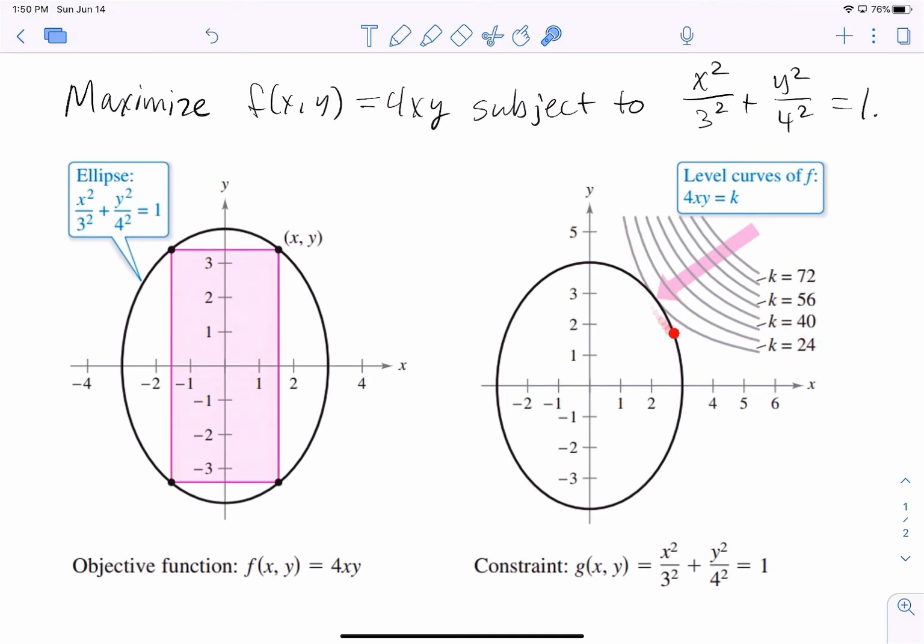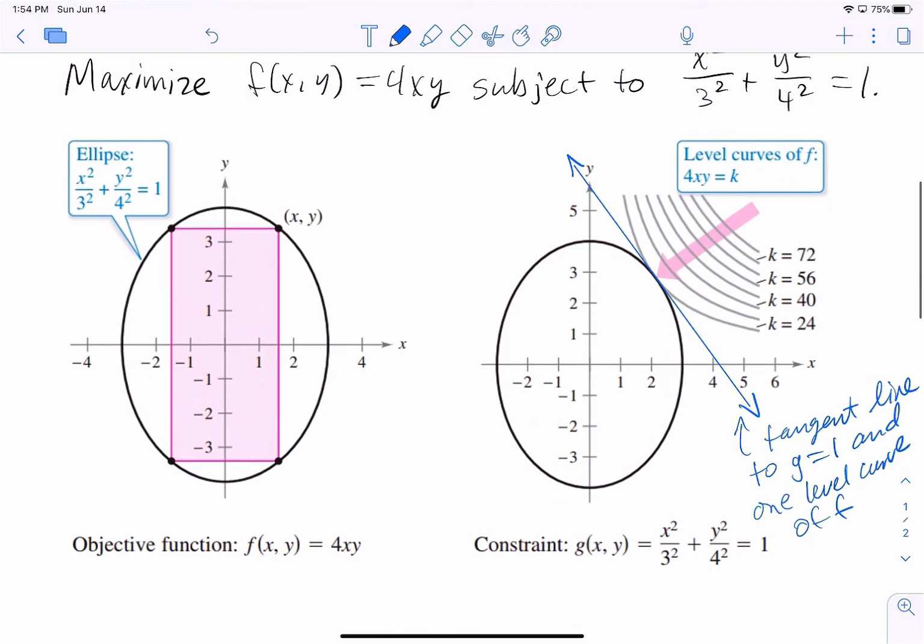But we're going to go over the process by which this occurs. Now, as the basis for this technique, we're going to consider a tangent line to both the level curve 4xy equals 24 and the constraint. And here we have that tangent line. It's the tangent to g equals 1 and one level curve of f.